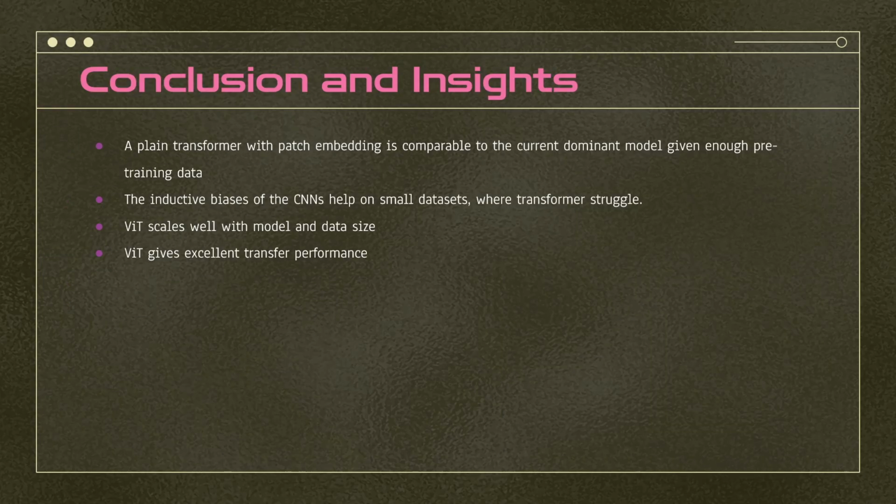So, conclusions and insights here. In the paper, we saw that a plain transformer with patch embeddings, using patches as tokens, is comparable to the current dominant model, hybrid or CNN, given enough pre-training data. But the inductive biases of the CNNs help it on smaller data sets where transformers struggle. The ViT scales well with model and data size, and the ViT gives excellent transfer performance.